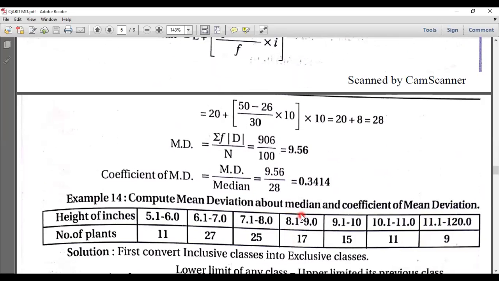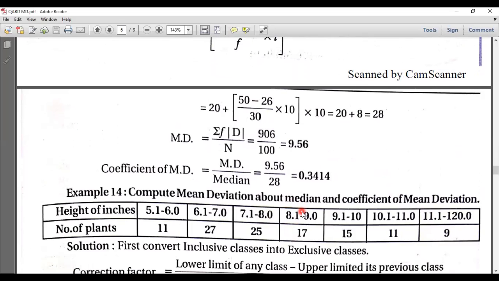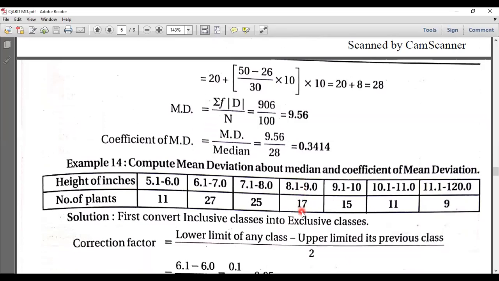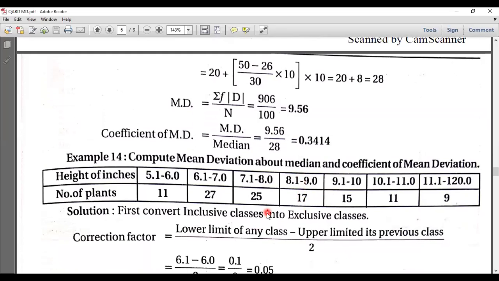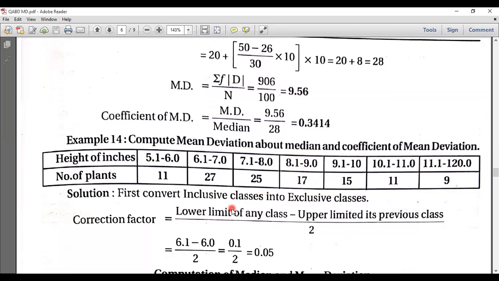Again, next problem, just solve this. This is in inclusive form. First we need to convert that to exclusive. We take the difference between the lower limit and the upper limit of the previous class, or else we can subtract. Here the lower limit of a class is 6.1 and the upper limit of the previous class is 6. If we divide the difference by 2, we get 0.05.